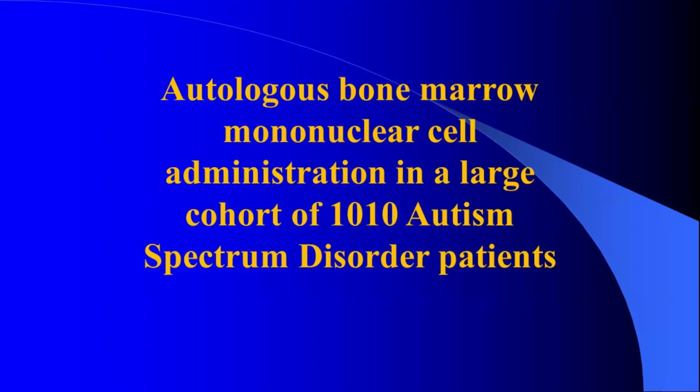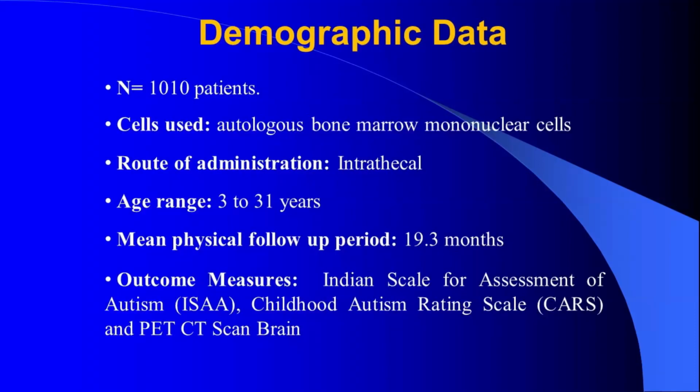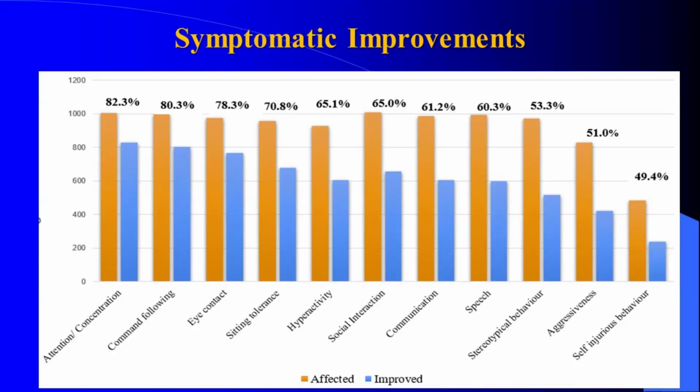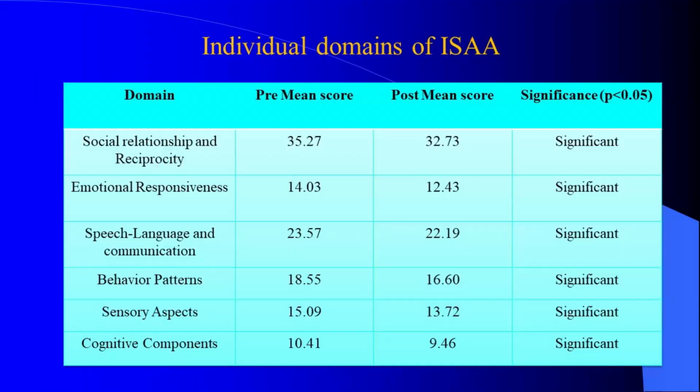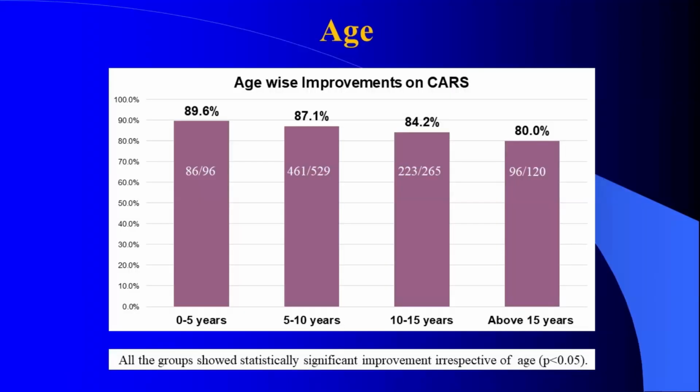Now this is data, what I showed you earlier was published. This data of 1,000 patients has been sent for publication. But just to give you an outcome, this is 1,010 patients. And again, you can see more or less similar symptomatic improvements. Again, the ISCA and CARS scales, good improvement. Individual domains of ISA, and age-wise. Again, you can see the same thing. Below 5 years, 89% improvement. Above 15 years, it dropped to 80%.